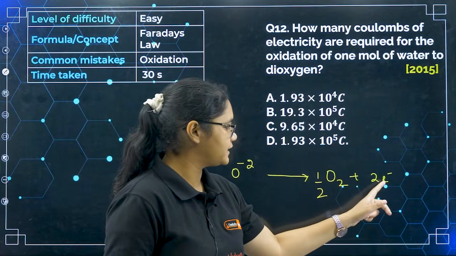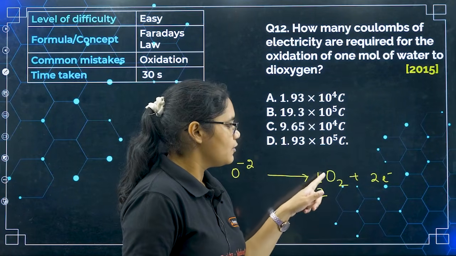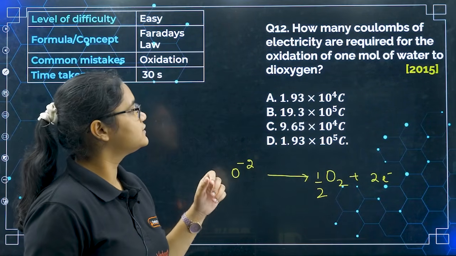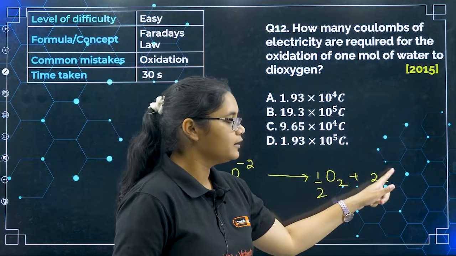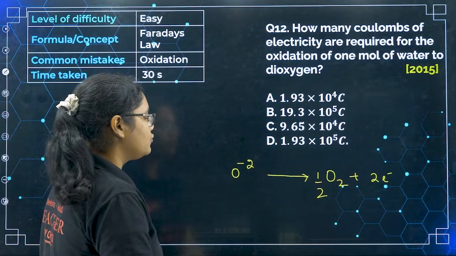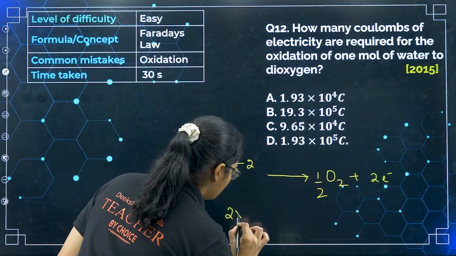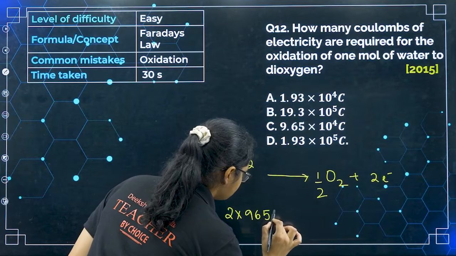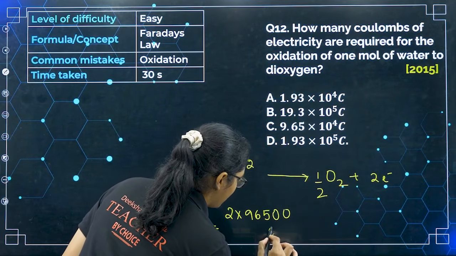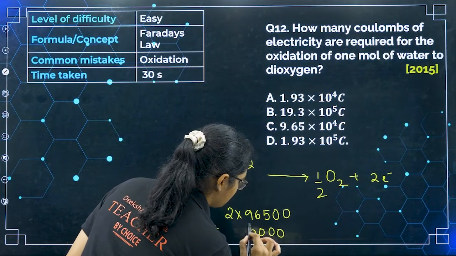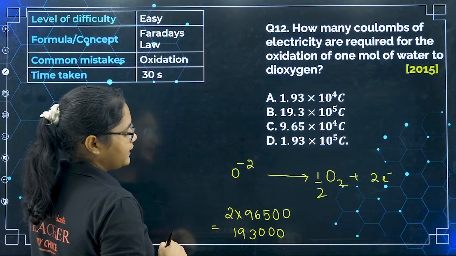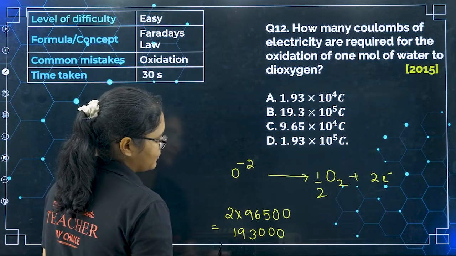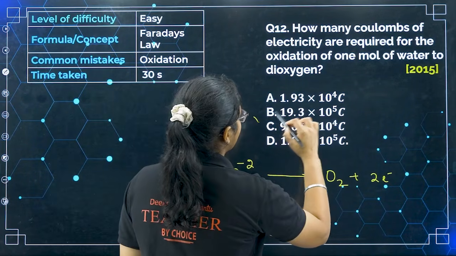This side minus 2, this side minus 2, this side 1 oxygen, this side 1 oxygen. So how many moles, or how many coulombs, are required? 2 Faraday is required. Now 2 Faraday in coulombs will be how much? 2 into 96500, so you will have 193,000. So that is 1.93 into 10 to the power of 5.